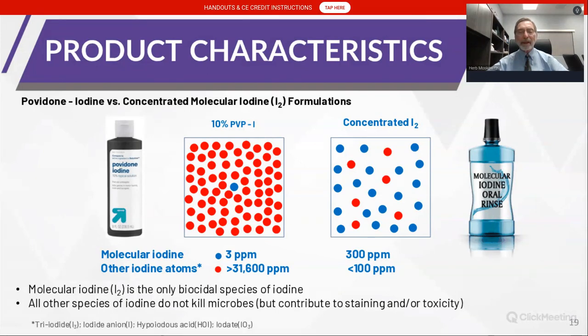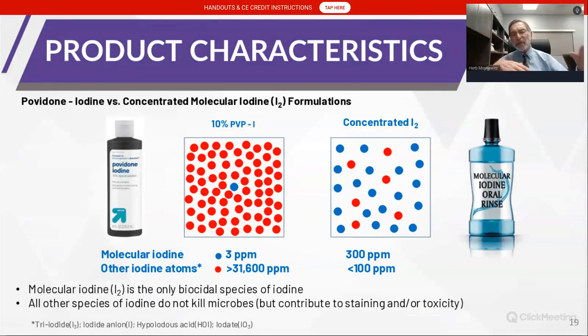That is until 2017, when the new generation of molecular iodine rinses became available. And unlike povidone iodine, these new generation, now let's look at the schematic on the right, where you see more blue circles. And the blue circle, by the way, is representative of molecular iodine molecules. So in these concentrated solutions of molecular iodine on the right, instead of 2 or 3 parts per million of molecular iodine, you have as many as 300 parts per million, 100 times more of the active biocidal species, and it's stabilized at those high levels, right?